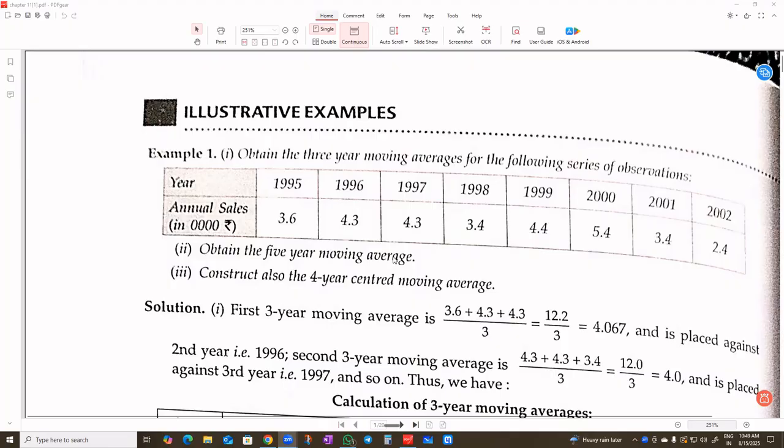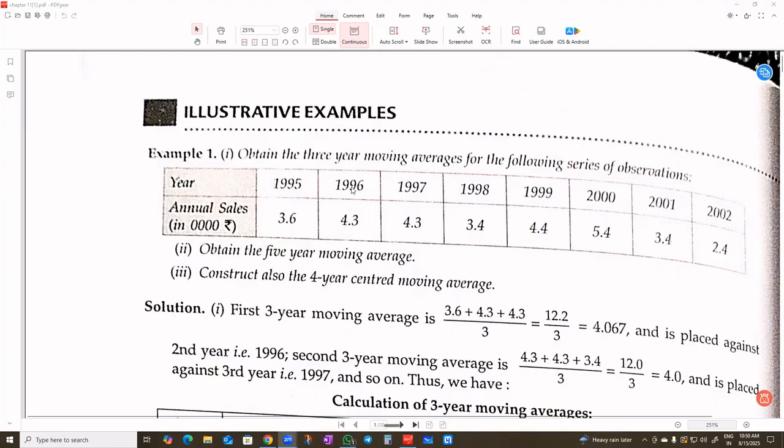We are discussing time-based data. Look at example 1. In the previous session, we already learned what time-based data is, what the types are, how to solve the relevant problems, and how to estimate. For calculating time-based values, we use two different methods: the moving average method and the least square method. Now this is an example from the textbook.